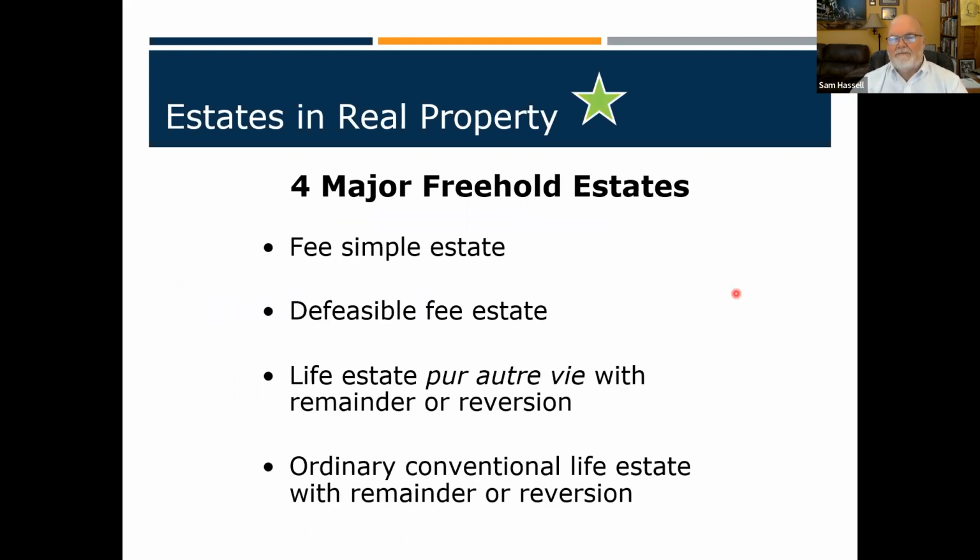Let's talk about freehold estates. Freehold is when we what? We own it. This is when we own it. We bought this property. We have what's called a freehold estate. And we're going to talk about 4 different types, all right? Fee simple, defeasible, life estates, and ordinary conventional life estates. Per autre vie is for life of another, all right?